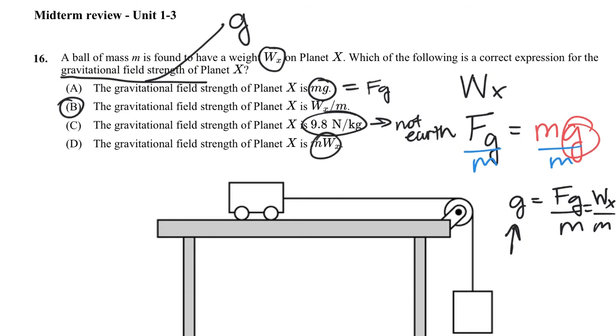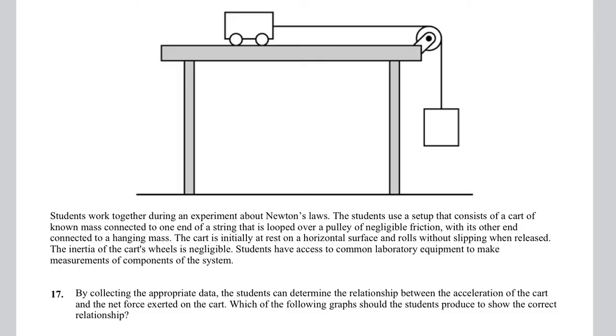M times W, there's no way that we can get that, so it's not D. Alright, so we got a nice little Atwood's machine going on, a modified Atwood's machine.